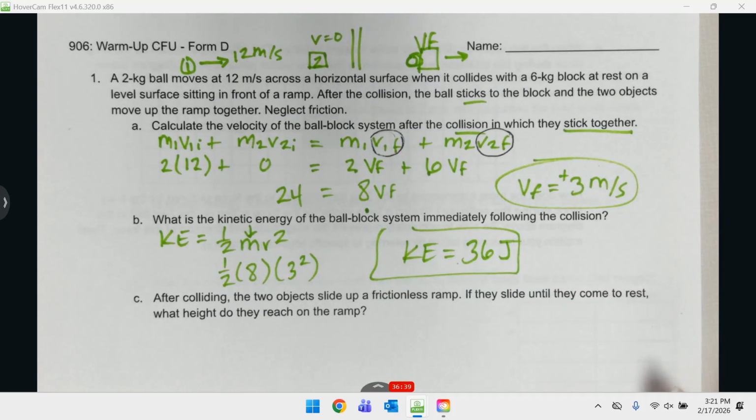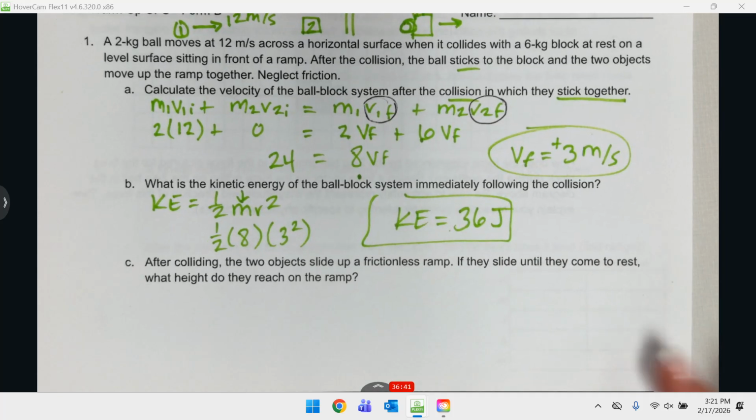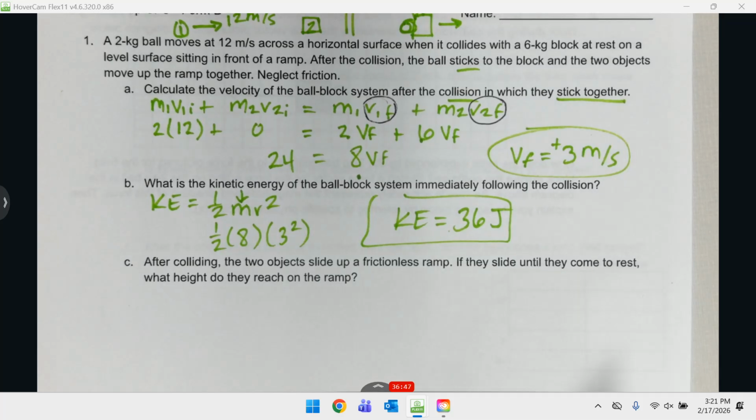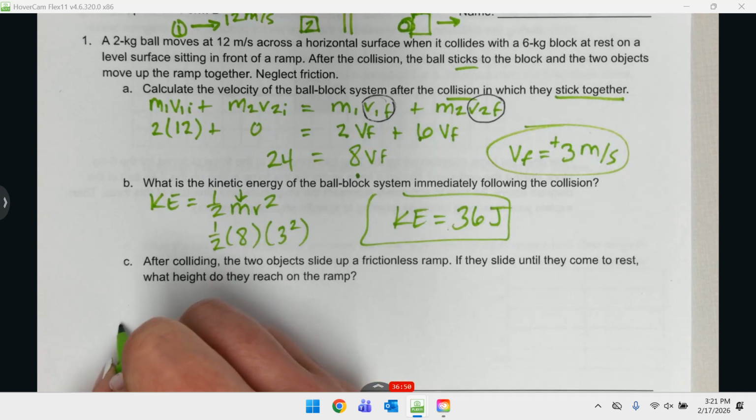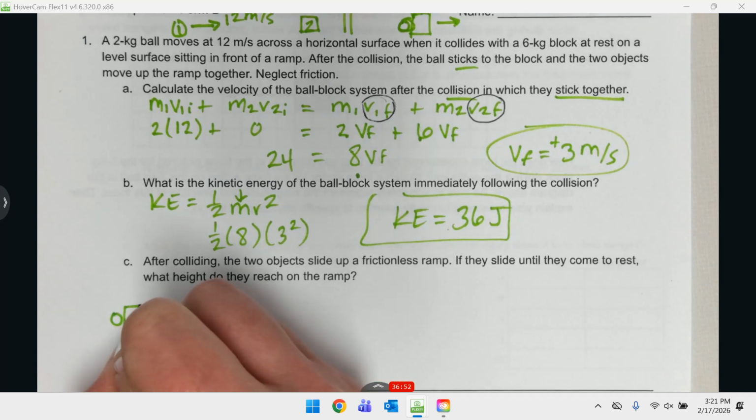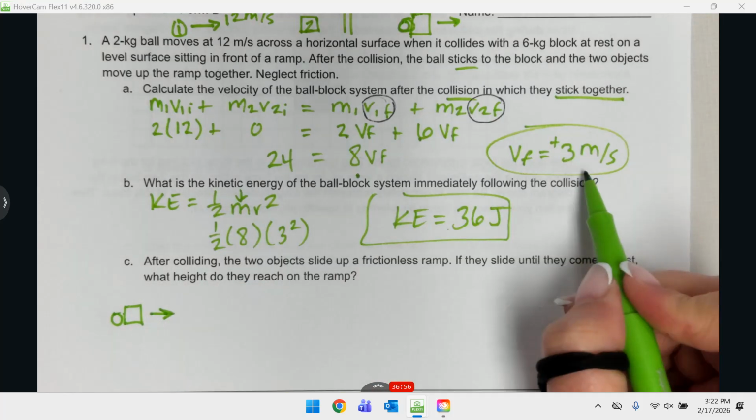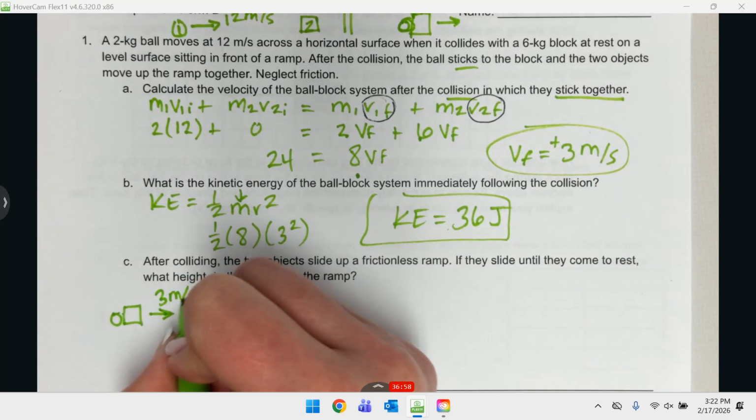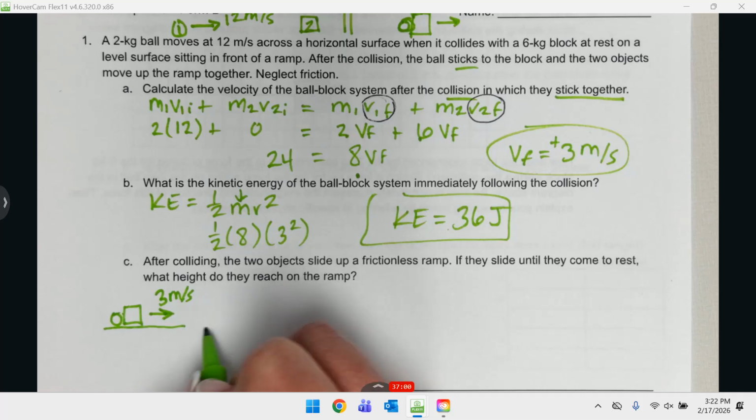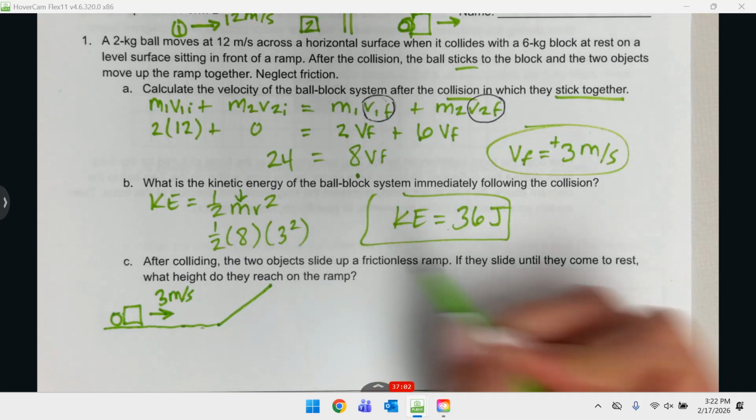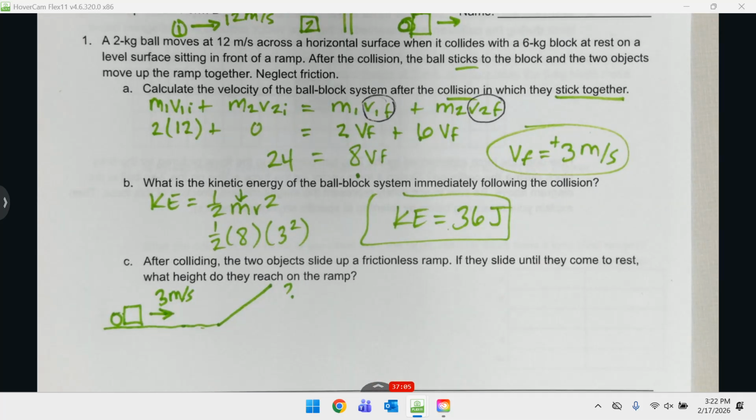Part C. After colliding, the two objects slide up a frictionless ramp. If they slide until they come to rest, what height do they reach on the ramp? So now we're dealing with the scenario where we have these two things that are stuck together. They're moving at 3 meters per second on this surface, and then they're going to go up a hill. And the question is, how high do they go?